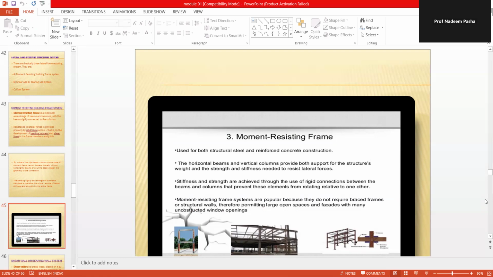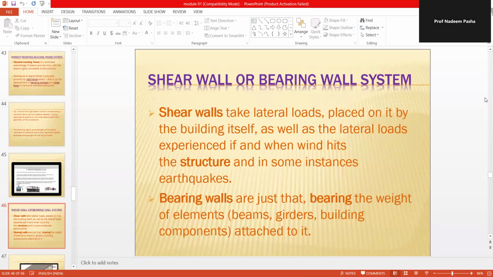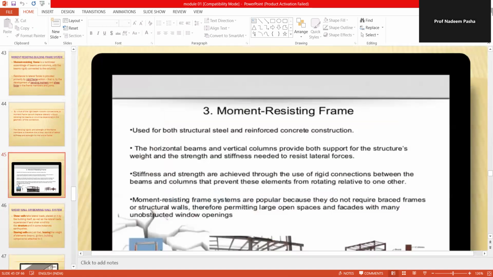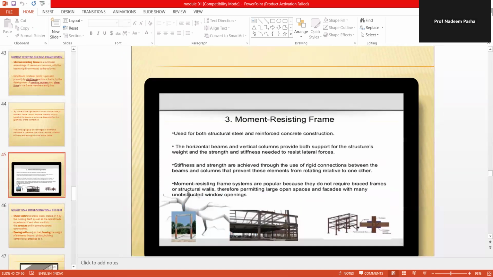The horizontal beams, wait a second, I will zoom it out. No, it is too much. The horizontal beams and vertical columns. See how the beams are placed horizontally and columns are placed vertically. This provides both support for the structural weight and the strength and stiffness needed to resist lateral forces.